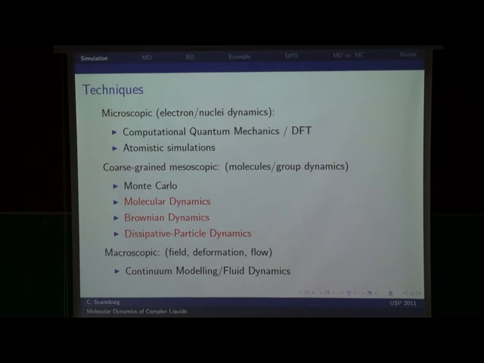And if you want to study the properties at very large length and time scales, you could do continuum modeling of fluid dynamics. And I'm not going to mention this. I mean, many engineers are working in this field. Many chemists are doing this, and I think many physicists are probably somewhere in the middle. So these are the three techniques I will discuss.